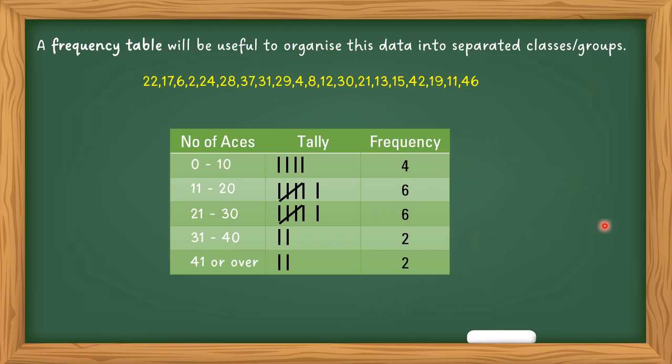Now frequency tables are super important because they can be valued up to 6 points in your maths paper. Okay, and 6 points is worth 10% of your score just on one question. So it's worth investing time in frequency tables.